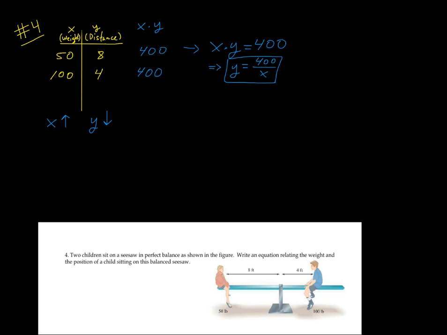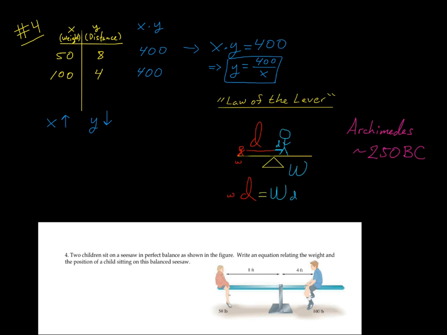The last thing I want to say here is that this relationship between distance and weight goes back all the way to 250 BC. It was a discovery of the ancient Greek mathematician Archimedes, and it's what's known as the law of the lever.